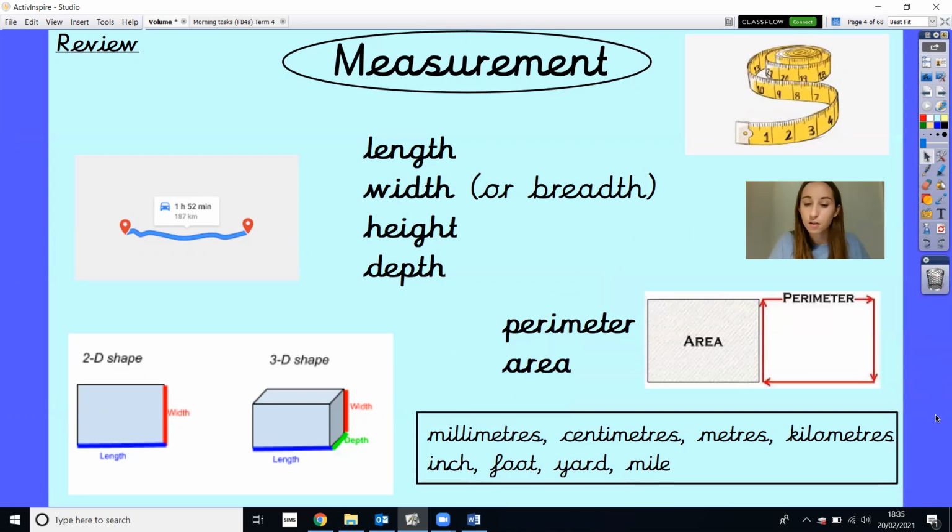And then the units of measure we might use would be millimeters, centimeters, meters, kilometers, inches, feet, yards and miles. So these ones along the top here are what we call metric measurements. You'll see them more often. These ones along the bottom are what we call imperial measurements, so kind of older language for measurements that people sometimes use in different situations. So that language there was all about length or distance, okay, which we will come to later in Year 5.